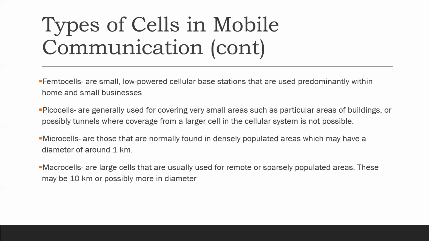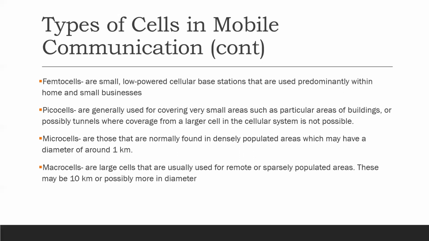Picocells are generally used for covering very small areas, such as a particular area of a building or possibly tunnels where coverage from a larger cell in the cellular system is not possible. Obviously, for the small cells, the power levels used by the base stations are much lower and the antennas are not positioned to cover wide areas. In this way, the coverage is minimized and the interference to adjacent cells is reduced.